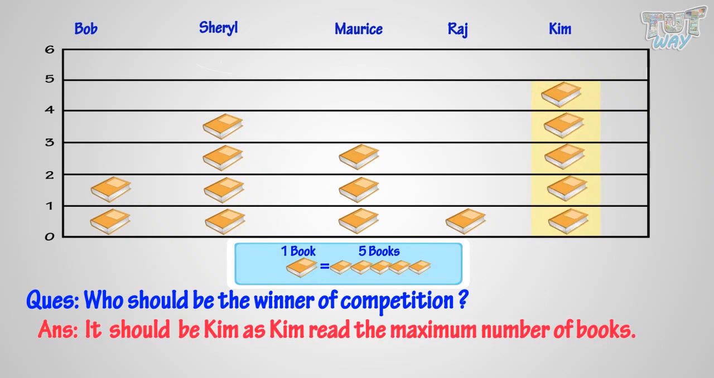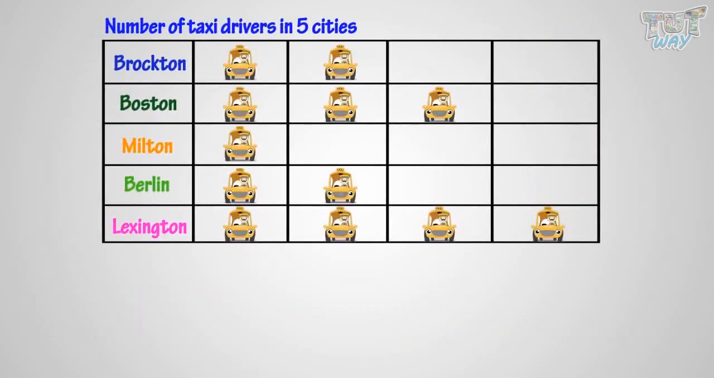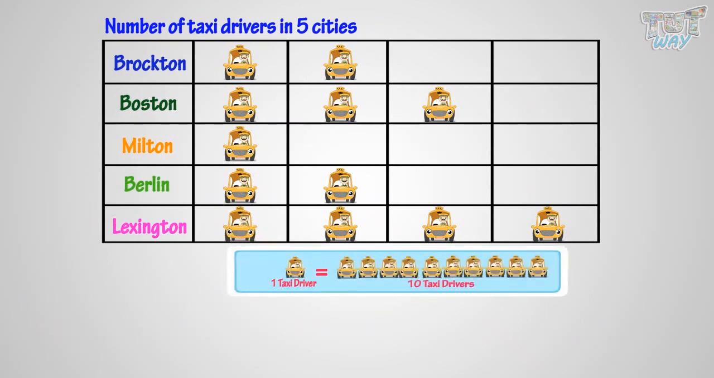Good. Now, let's take another example. Here is a graph showing the number of taxi drivers in different cities. And 1 taxi driver symbol stands for 10 taxi drivers. Now, let's answer a few questions.